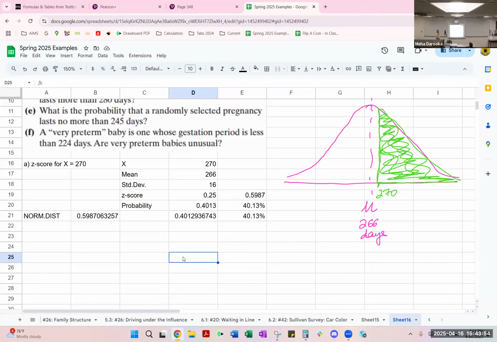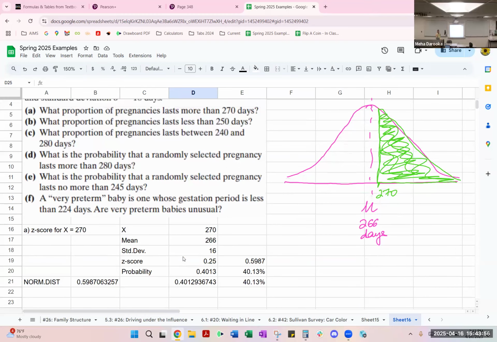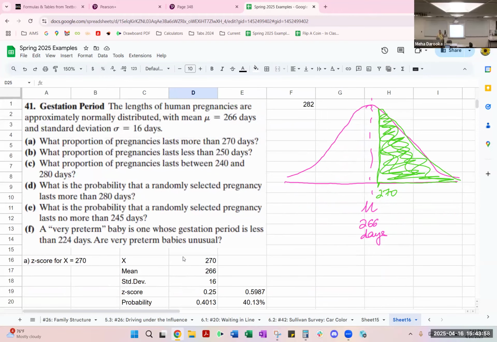Questions on part A? For part B, they are asking us for less than 250 days. So if we take 266 and subtract 16 from it, that's 1 standard deviation below, and you will see that's where we land at 250, right? So this is a known value for us.